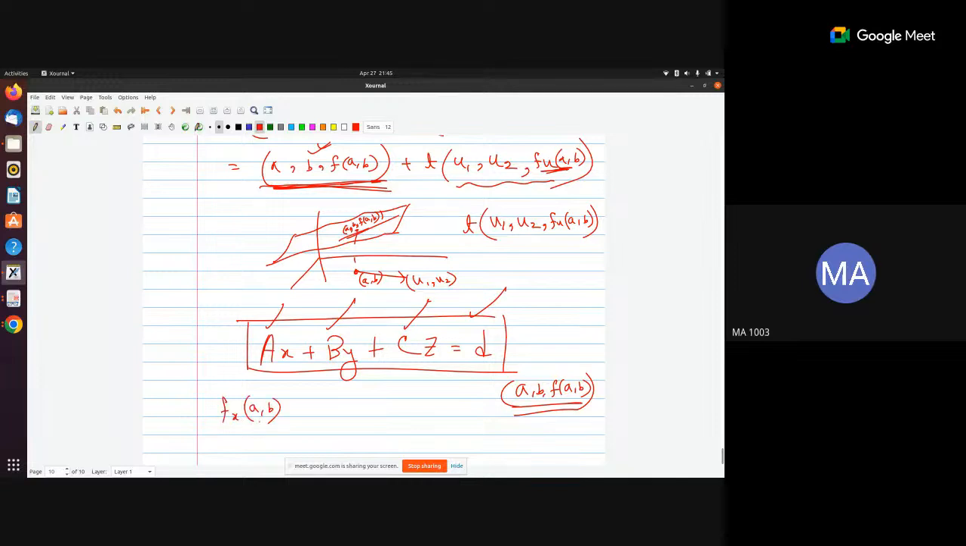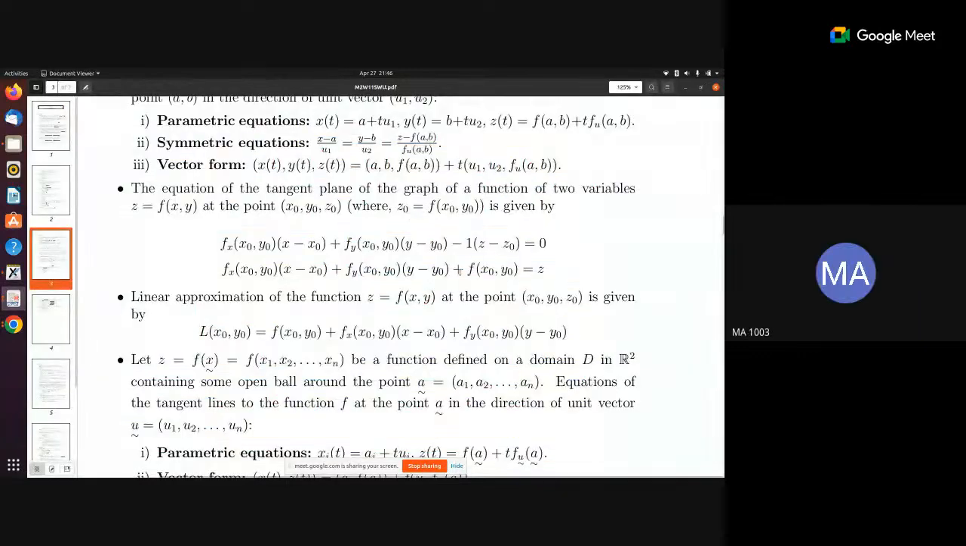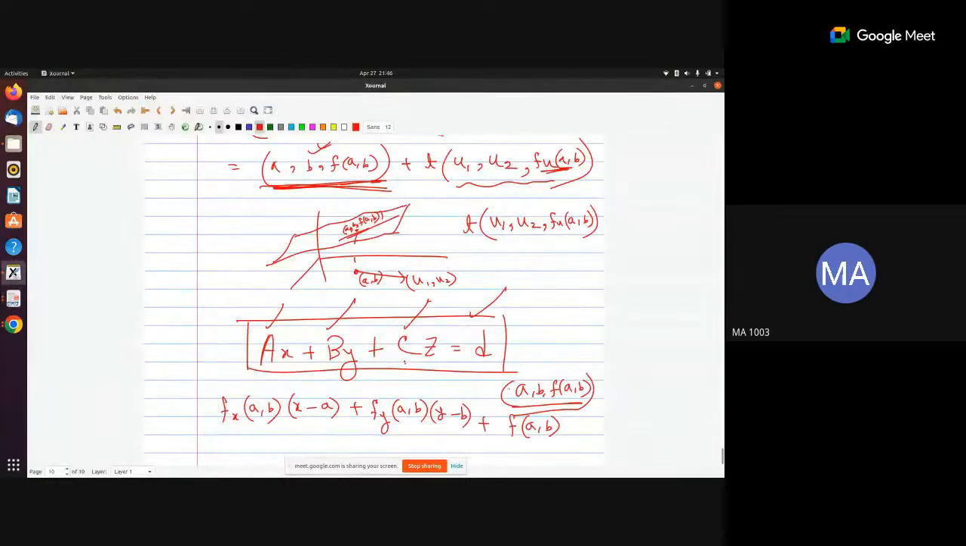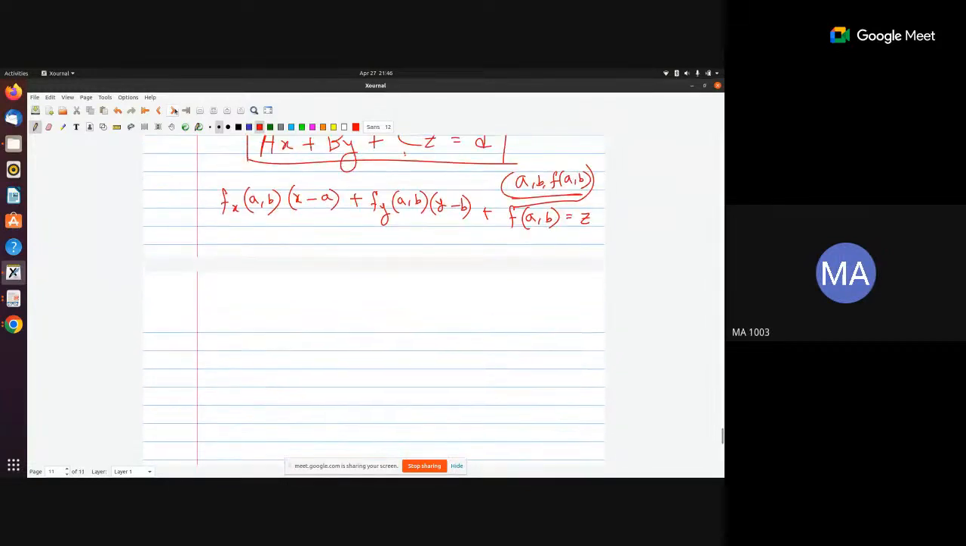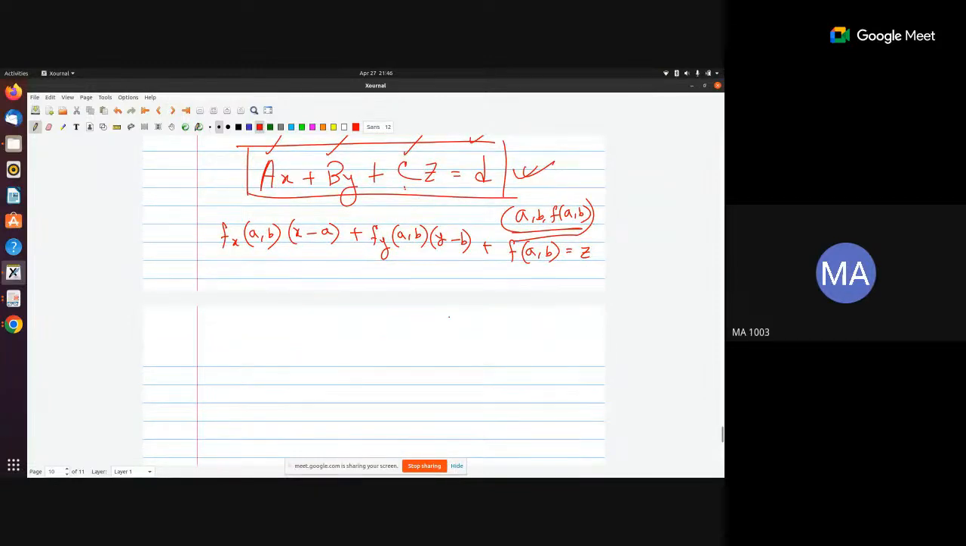Then fx at (a, b) you can calculate, times (x minus a). Then fy at (a, b) times (y minus b). Plus, what should be the coefficient c then? f(a, b)... equals z. So I should write it like this, right? But I wanted to write it in the format ax + by + cz = d, so I should make the changes. Bring the terms over, so that minus b equals f(a, b).